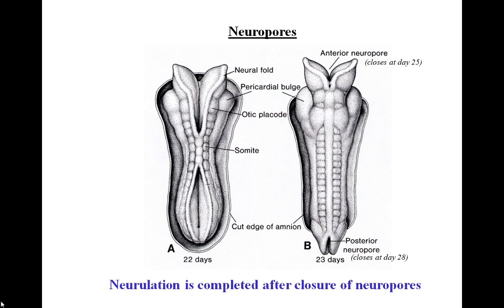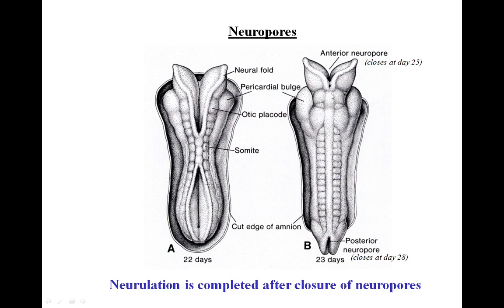So neurulation is completed only after closure of the neuropores. The posterior neuropore closes at day 28. So after about 1 month, the neurulation is complete and the neural tube is formed. From the cranial part of the neural tube, the brain is formed. From the caudal part of the neural tube, the spinal cord is formed.